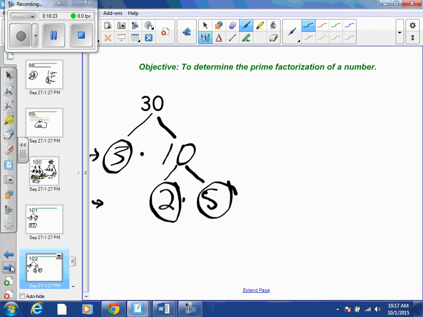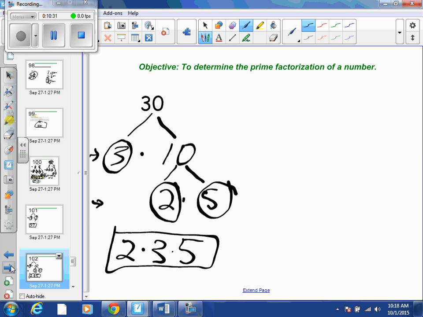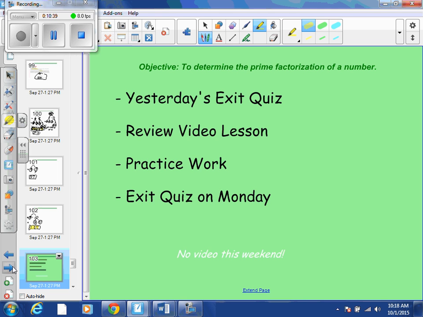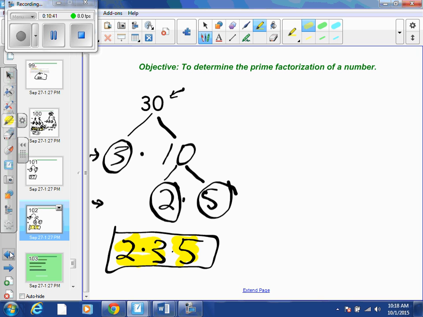Now I'm going to check my next row. 2 is a prime number. Circle it. 5 is a prime number. Circle it. All right, so now I'm done. I can't break down any numbers. I'm left with 2 times 3 times 5, which is my prime factorization of 30. And let's check it. 2 times 3 is 6. 6 times 5 is 30.